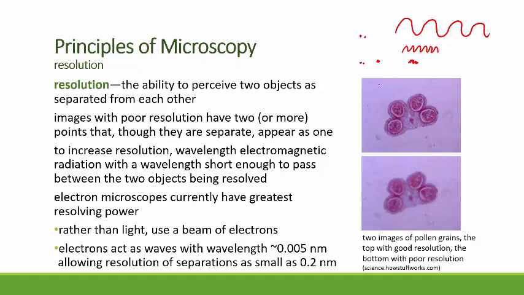Electron microscopes, because they're using a beam of electrons that have very, very, very short wavelengths, have the greatest resolving power currently. And so we can resolve things that are as close to each other as 0.2 nanometers. That would be 2 angstroms apart, if you think about the difference between a nanometer and an angstrom. So with some of these electron microscopes, we're capable of seeing very, very tiny things, of actually being able to visualize atoms and molecules because of their ability to resolve.